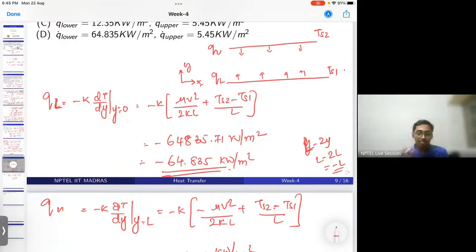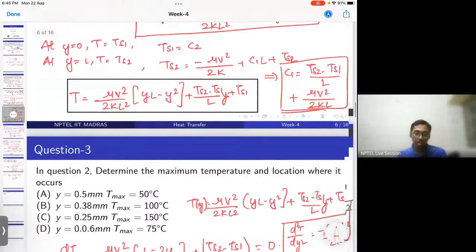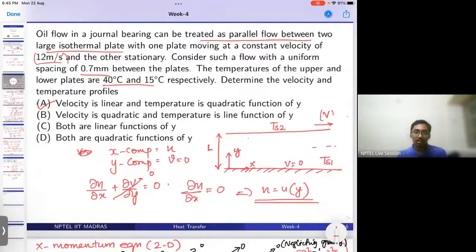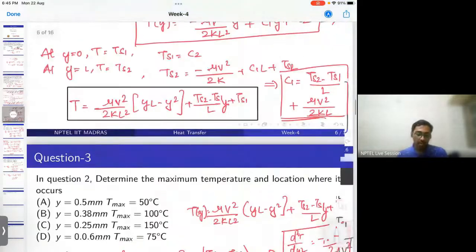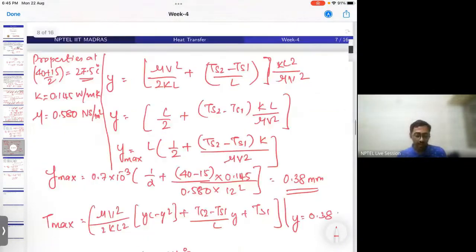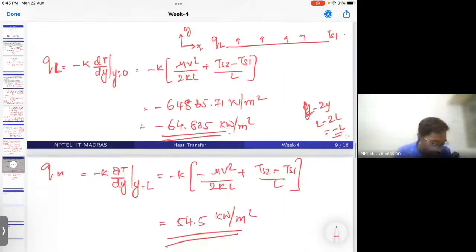So I'm giving this as an example exercise to you. Take the same question and take both the temperatures as the same, that is TS1 and TS2 are the same, and find out where the maximum temperature happens. That is the location of Y max, and also calculate the heat flux of the lower and upper plates. Okay, I'm leaving that as an exercise.